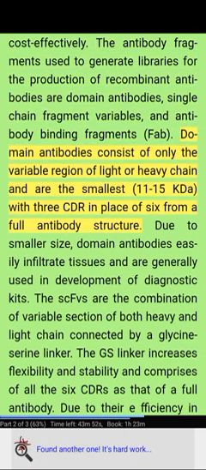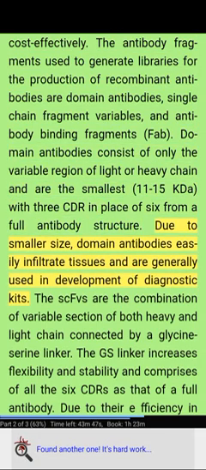Domain antibodies consist of only the variable region of the light or heavy chain and are the smallest, 11 to 15 kDa, with 3 CDRs in place of the 6 from a full antibody structure. Due to their smaller size, domain antibodies easily infiltrate tissues and are generally used in the development of diagnostic kits.